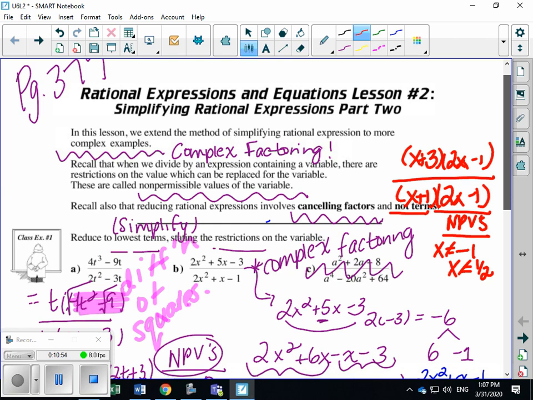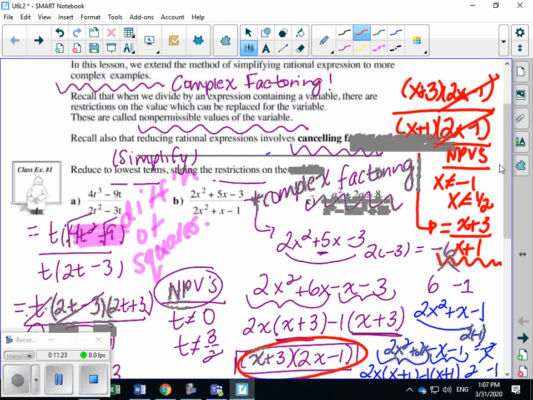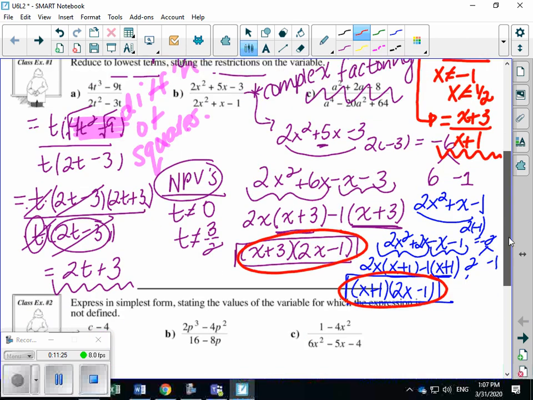Okay, now my last step, step number 3, is cancel anything out. I can cancel out the 2x minus 1s. Perfect. So then, don't mind the arrow, what are we left with? We're simply left with x plus 3 divided by x plus 1. There's my final answer. Okay, so it's exactly what we did from the first lesson, it's just now we have a little bit more complex questions, so complex factoring. Okay? All right, so that's example number 1.